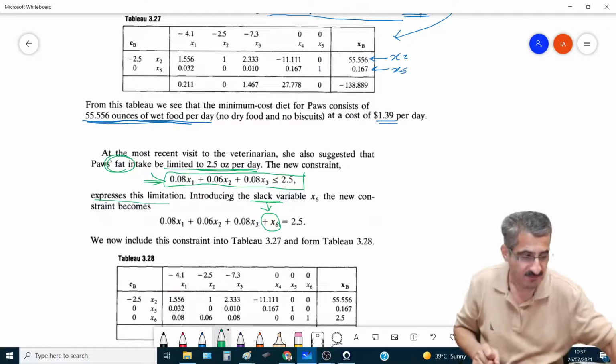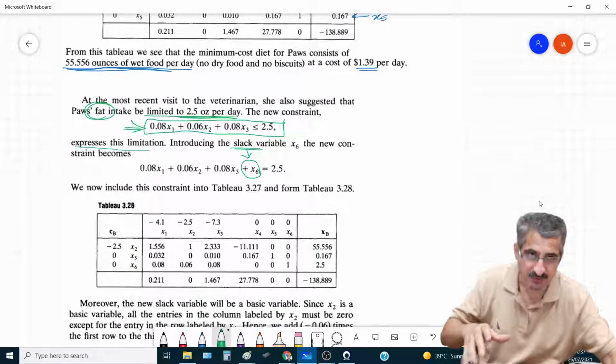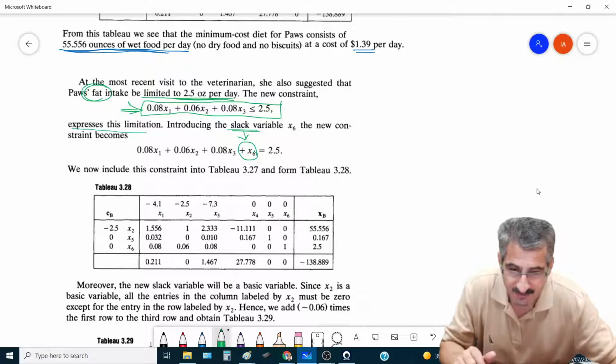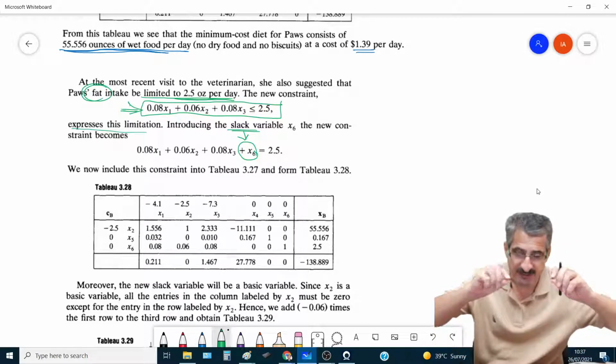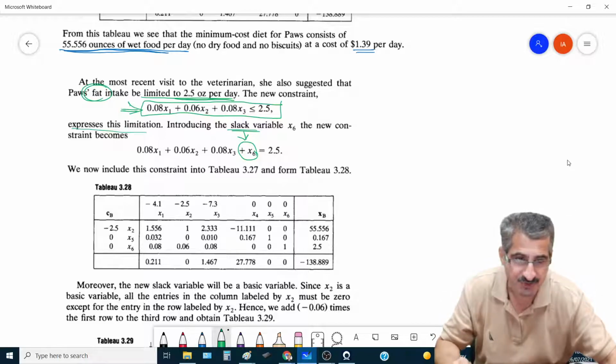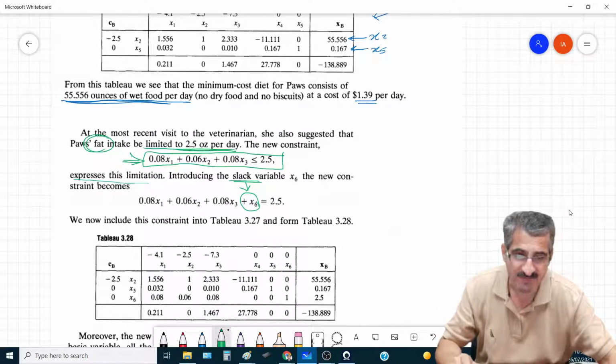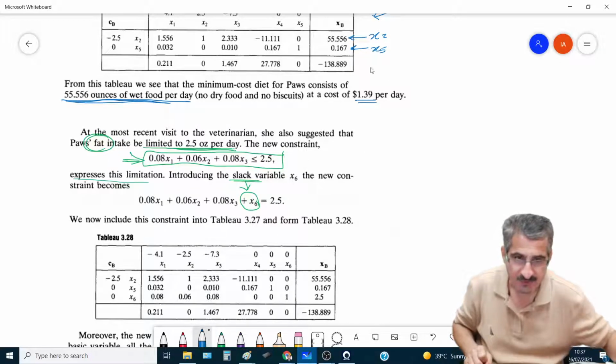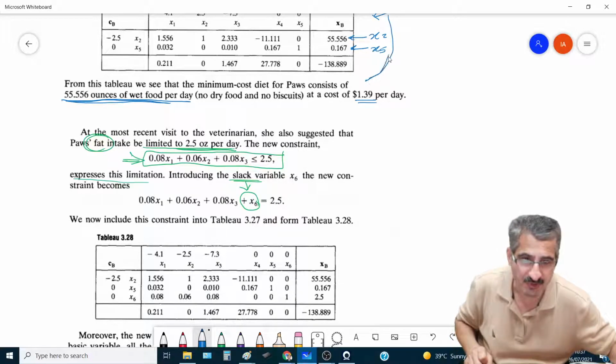Now, take the constraint and plug it in the table. Which table? The one we had ended with. This one. So don't go and work it out from the beginning.